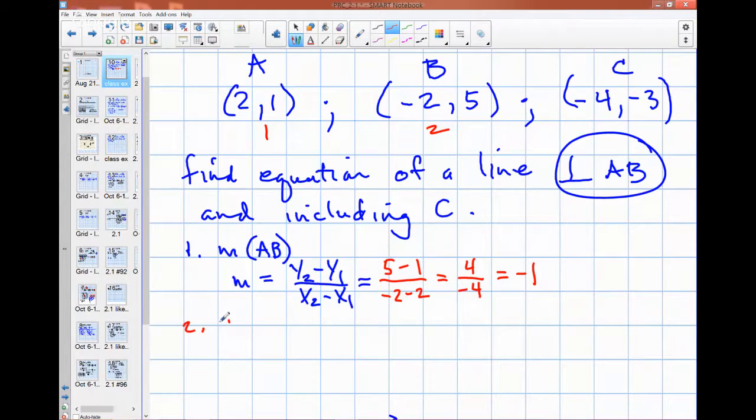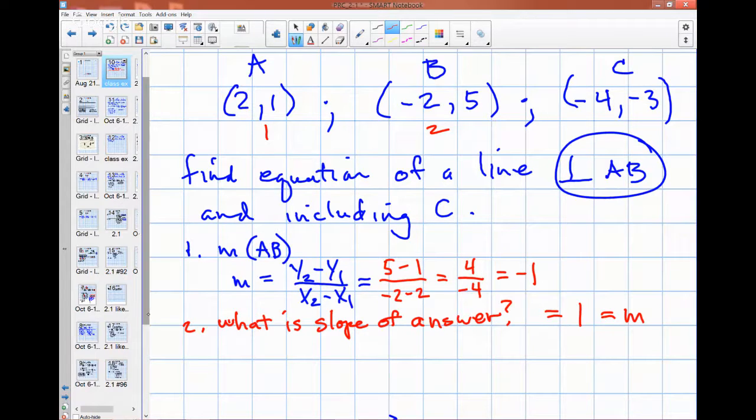What is the slope answer? I mean, our line is perpendicular to that one. What's the negative reciprocal of negative 1? Positive 1. Yeah. So now we've got our M. That's our M.